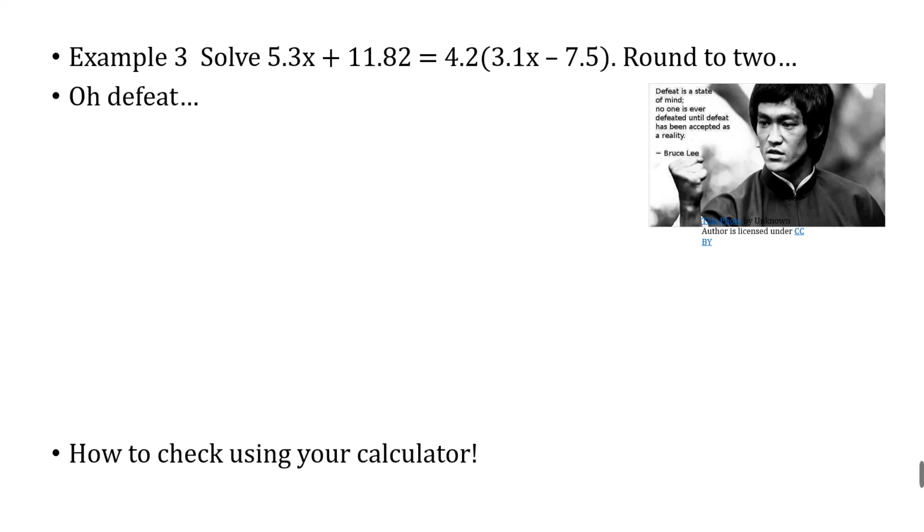So the first thing I'm going to do is distribute the 4.2 into the parentheses. 4.2 times 3.1 comes out to 13.02x, and I know I'm going to have a minus, and I just do 7.5 times 4.2, and I get 31.5.